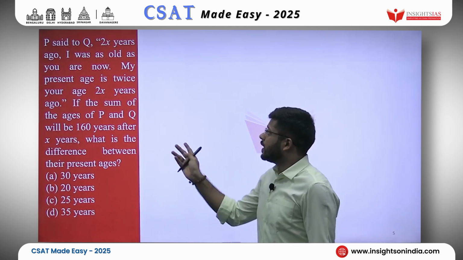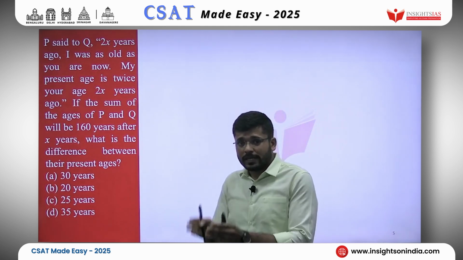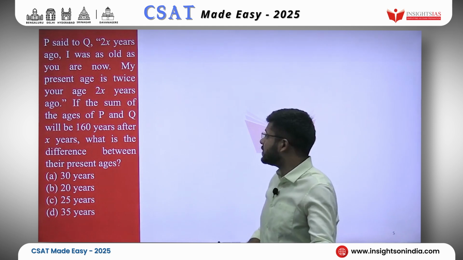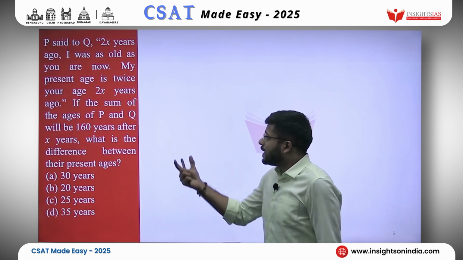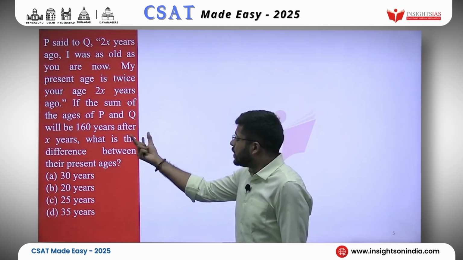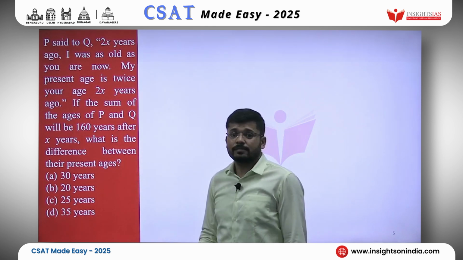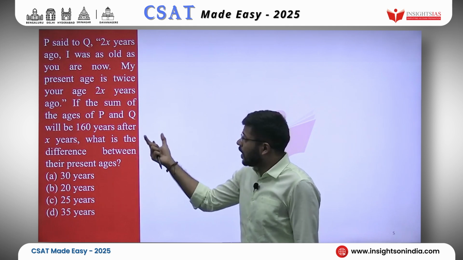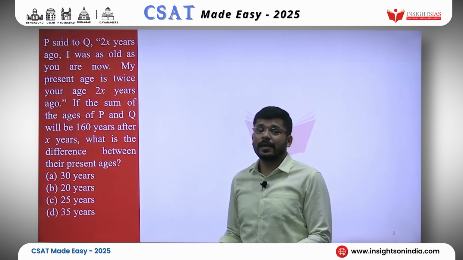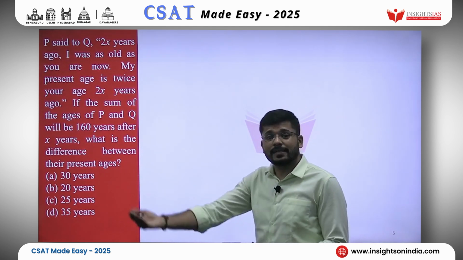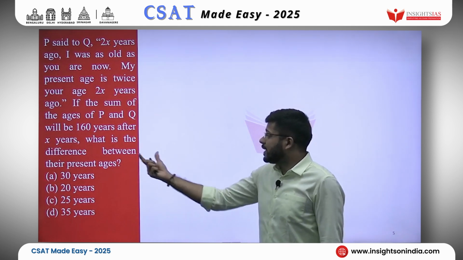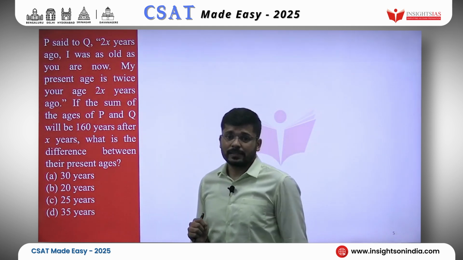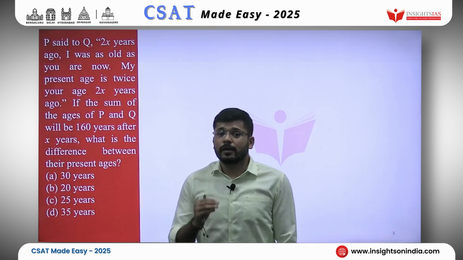Okay. So they are talking about two timelines. One is present and the other is 2x years ago. If the sum of the ages of P and Q will be 160 years after x years, now a third timeline came. What is it? It is x years in the future. What is the difference between their present ages?